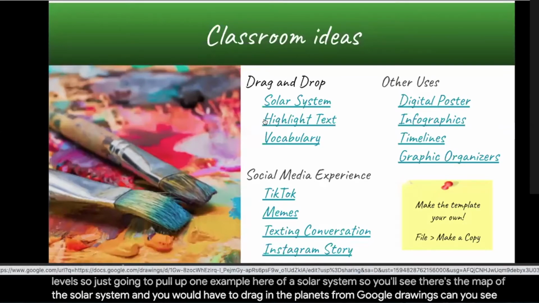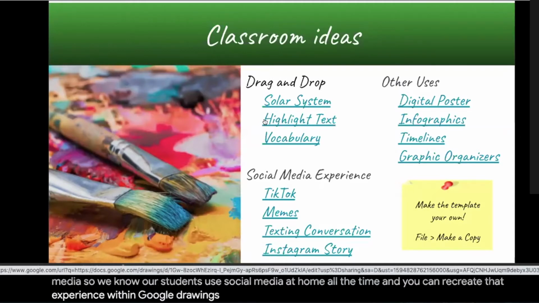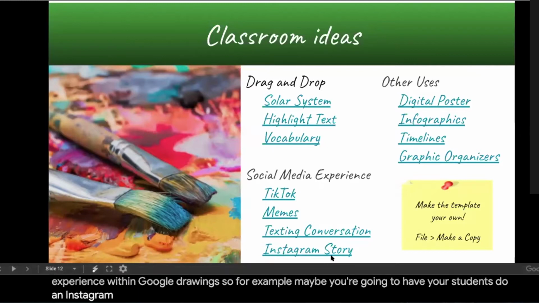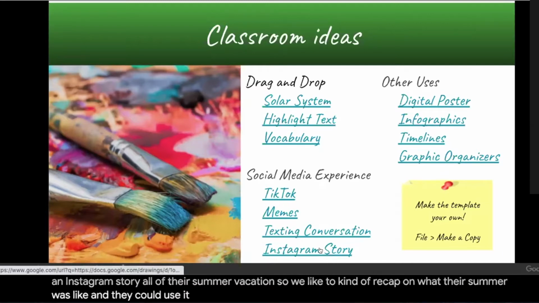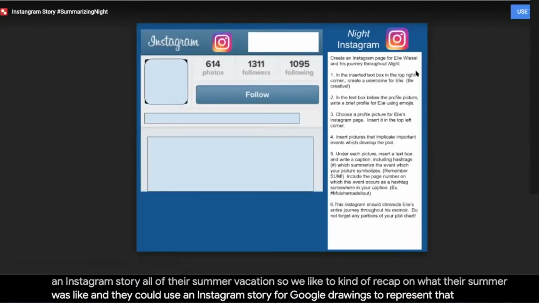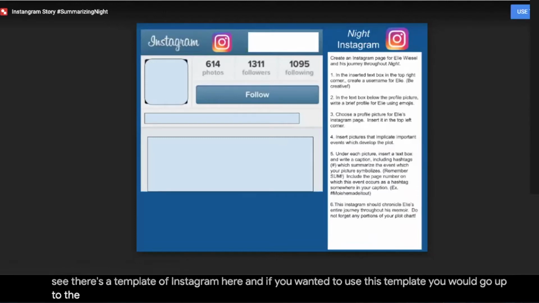You also can use social media. We know our students use social media at home all the time, and you can recreate that experience within Google Drawings. For example, maybe you're going to have your students do an Instagram story of their summer vacation. We like to recap what their summer was like, and they could use an Instagram story in Google Drawings to represent that. You'll see there's a template of Instagram here, and if you wanted to use this template, you would go up to the top right and select Use Template.